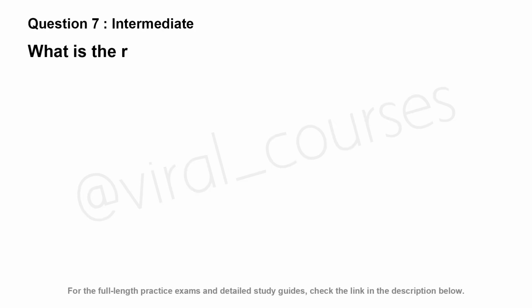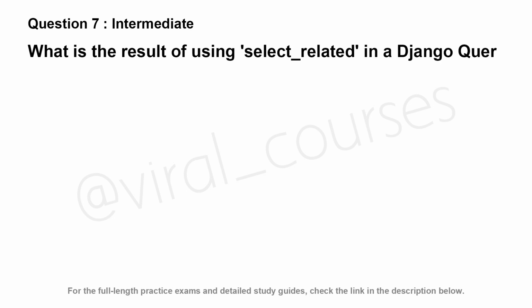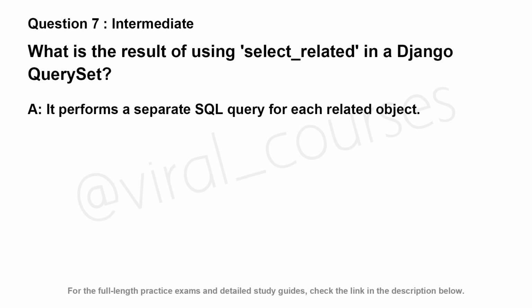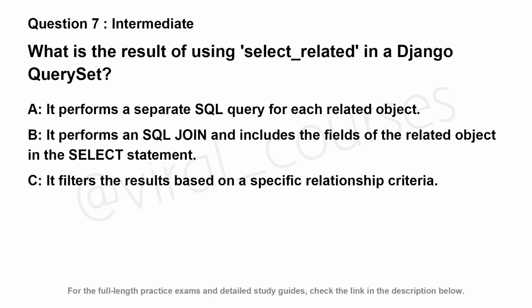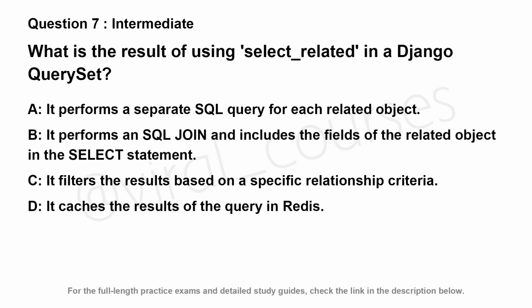What is the result of using select_related in a Django queryset? Option A. It performs a separate SQL query for each related object. Option B. It performs an SQL join and includes the fields of the related object in the select statement. Option C. It filters the results based on a specific relationship criteria. Option D. It caches the results of the query in Redis.